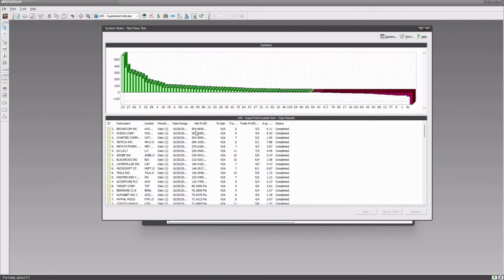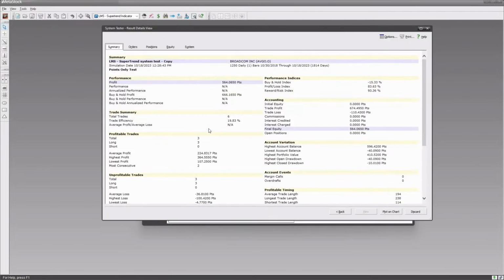It generated 564 points. It had 6 trades, 3 winners, 3 losers, and the average profit was over 6 times the size of the average loser. So that's a really big number. Let's take a quick look at that one. I'll double click on it. And here you can see that it didn't outperform the buy and hold though, which is kind of interesting.